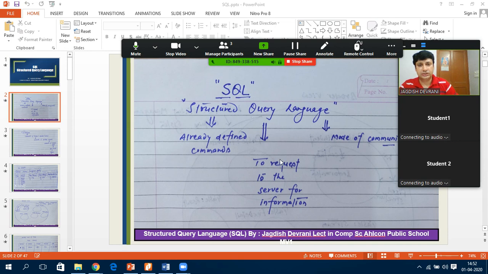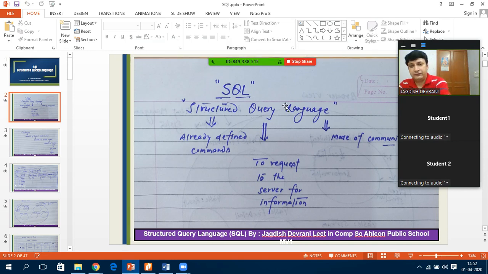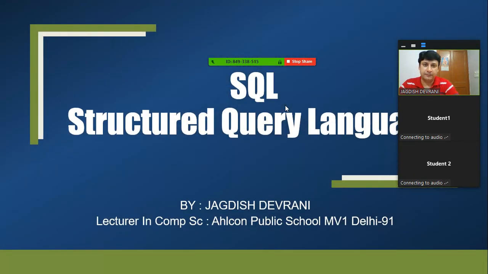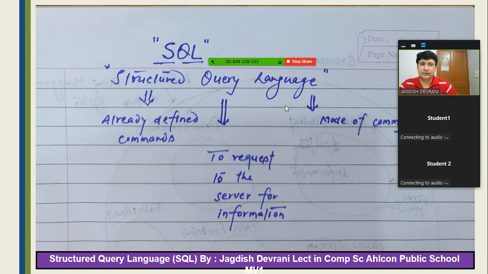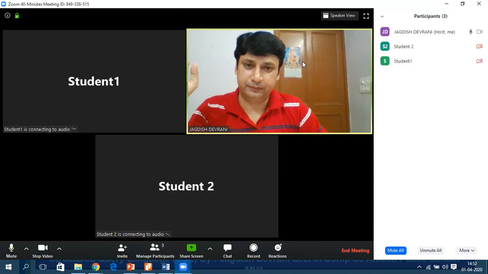Now click on this. Press F5 for its slide show. Explain whatever you want to explain, and then after explaining everything from the presentation, you click on stop share.